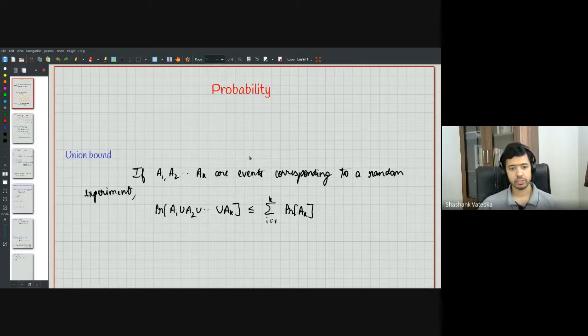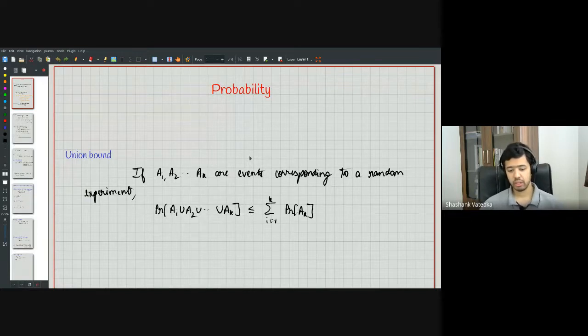So we'll start off with something very simple, and that is the union bound, which you've seen multiple times, and is used very, very frequently in solving many kinds of problems. And that is, if you have A1, A2 up to AK, multiple events, then the probability of the union of these events is upper bounded by the sum of the probabilities of the individual events.